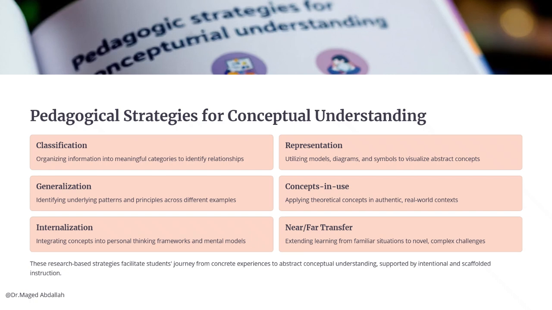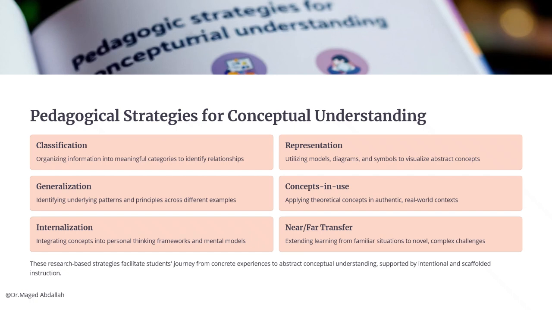And finally, near and far transfer helps students apply concepts not just in familiar contexts, near transfer, but in completely new and different situations, far transfer. This is at the heart of conceptual learning, helping students take what they've learned and use it creatively and effectively in new environments. These strategies are not rigid steps or a checklist.